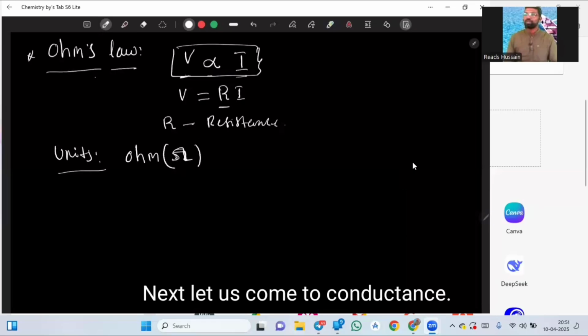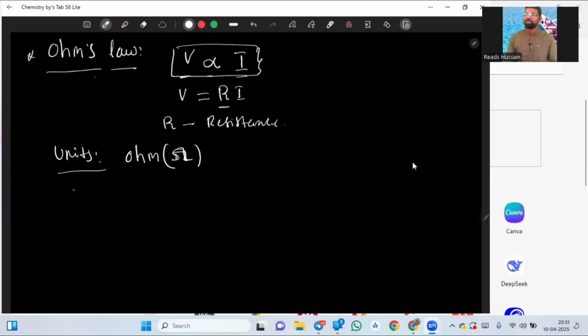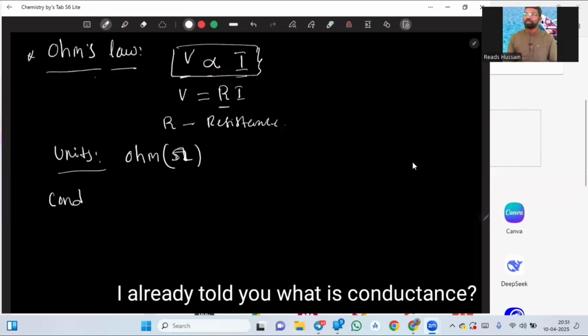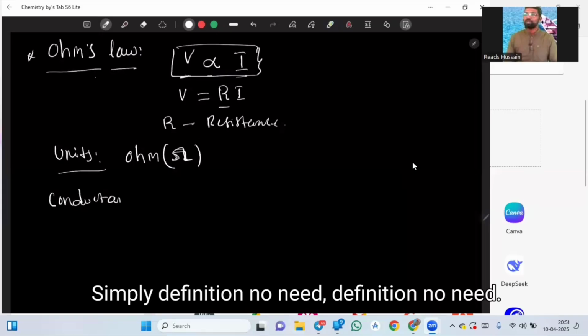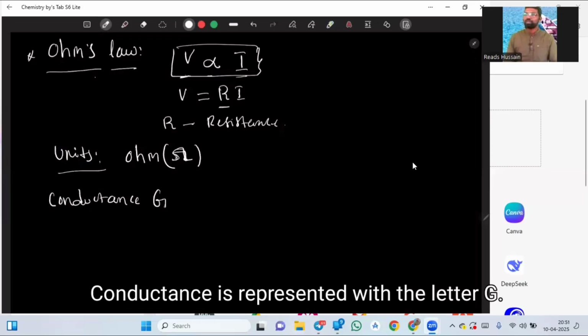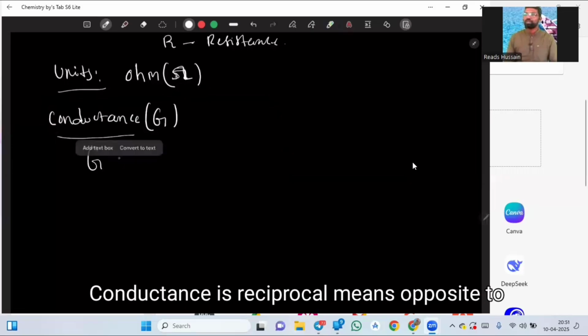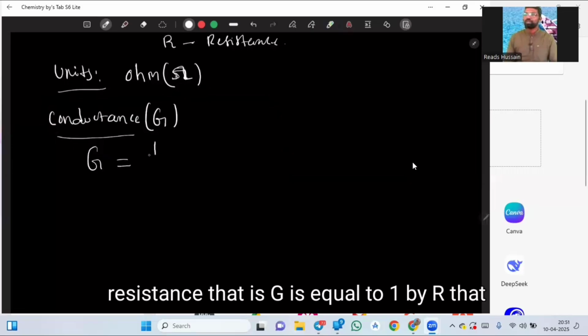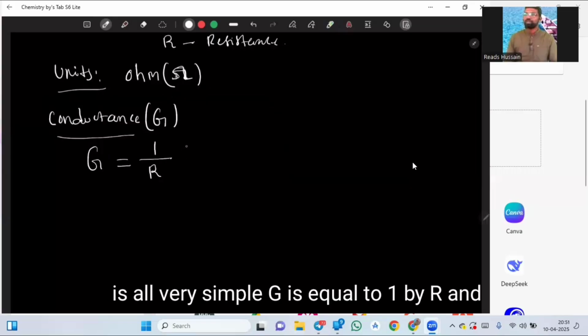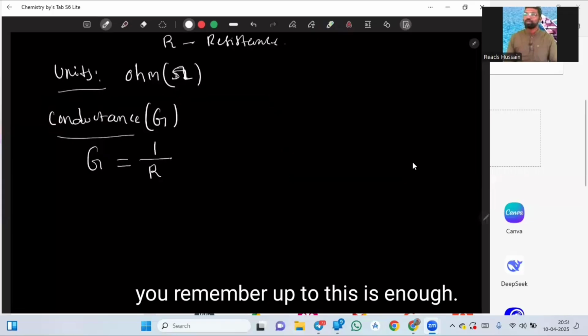Next, let's come to conductance. I already told you what conductance is; the definition is not needed. Conductance is represented with the letter G. Conductance is reciprocal to resistance, meaning opposite to resistance. That is G = 1/R. That's all, very simple. G = 1/R. Remember up to this, it is enough.